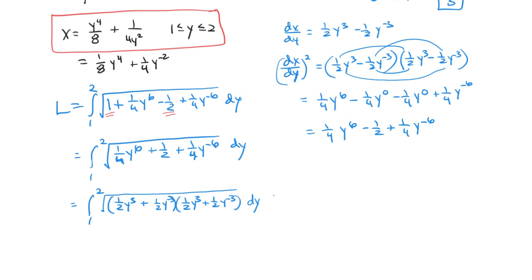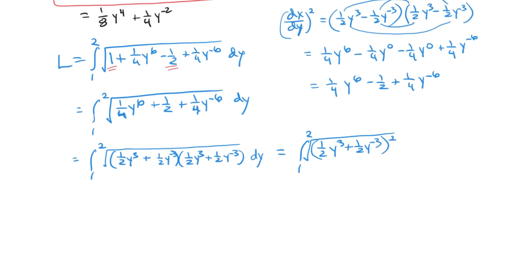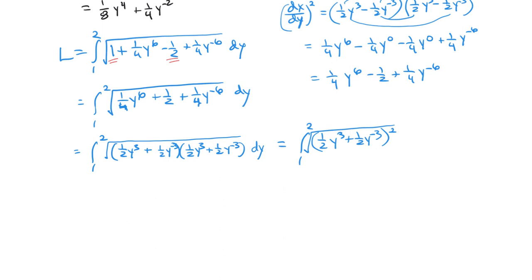Okay, so that's good news because what we've really got here is 1/2 y cubed plus 1/2 y to the negative 3, squared, under a radical, which means we can get rid of the radical and the square. So once we get rid of those, we will have the integral from 1 to 2 of 1/2 y cubed plus 1/2 y to the negative 3 dy, which suddenly is a much easier problem. Once we get done with the algebra, we just have the power rule a couple of times. So I can integrate this.